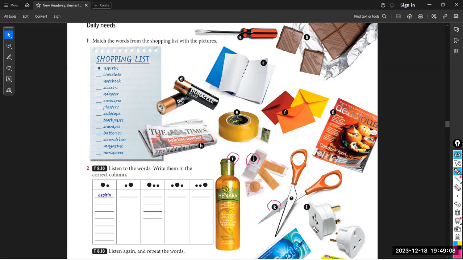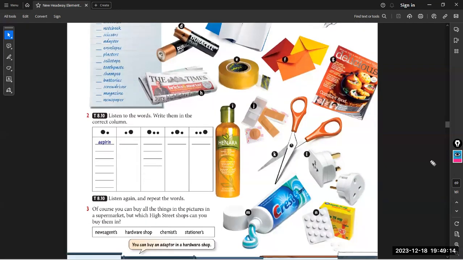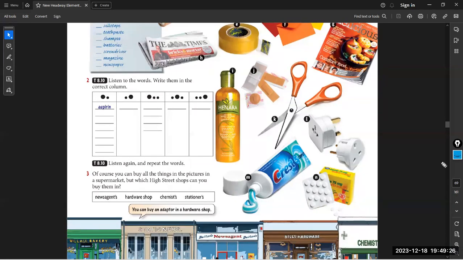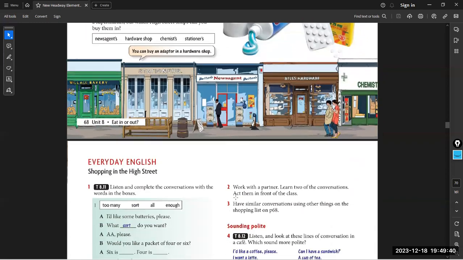Chemist. Chemist, are you sure? Yes, because in the jerseys that are for the pole and so on. Okay, I think in some places it is different, but it is okay. What about adapters? Hardware shop. Aspirin. Chemist. Toothpaste. Chemist. Again, thank you. So these are the places that I can go to buy these things.